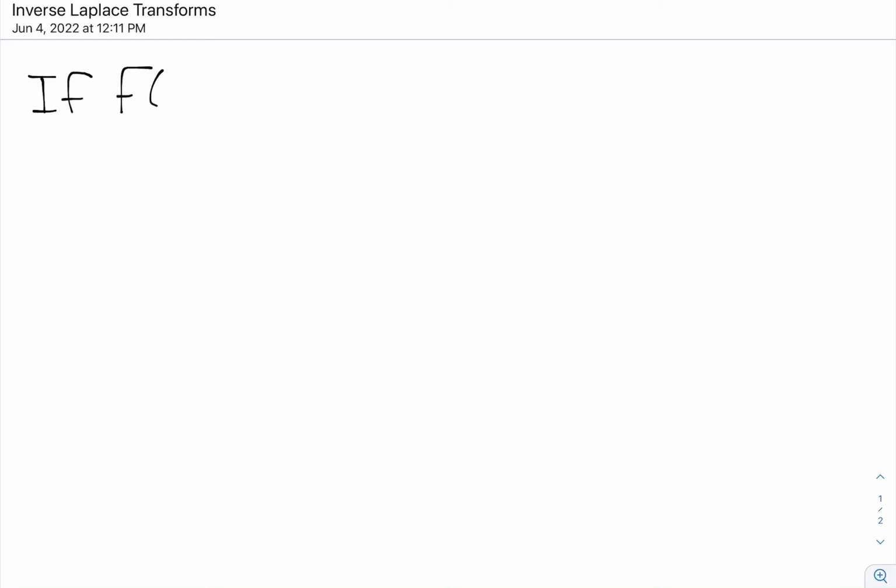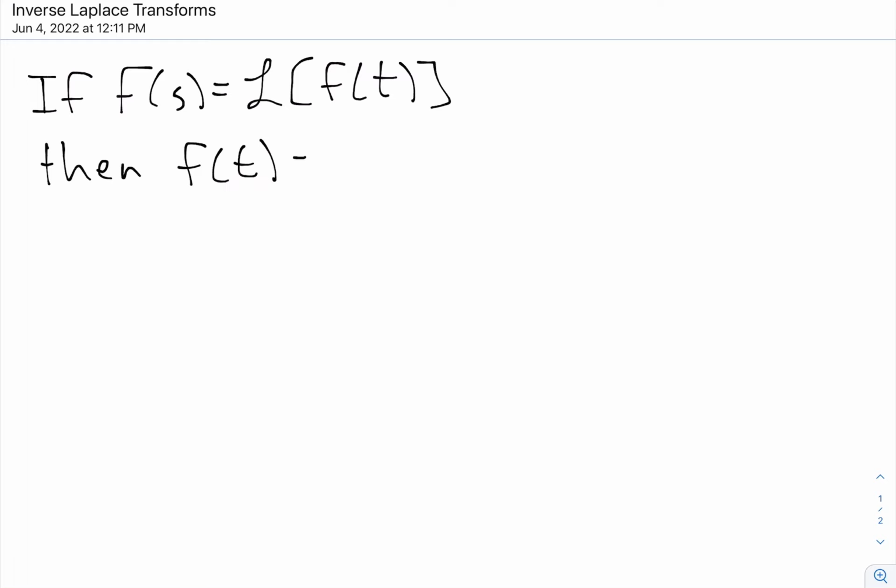If capital F of s is the Laplace transform of some function f of t, then that must mean that f of t, the function itself, is equal to, it's called the inverse Laplace, so it's L to the negative 1, right? That's the sign for inverse in math, of capital F of s. So Laplace transforms are a linear reversible operation.